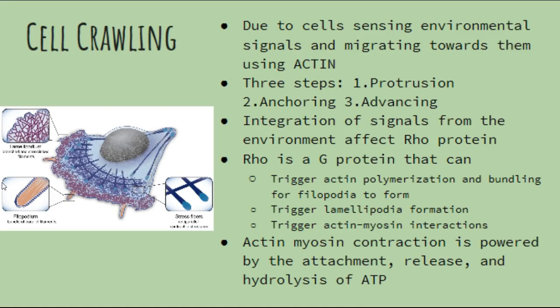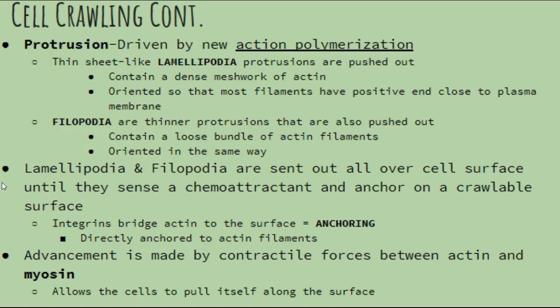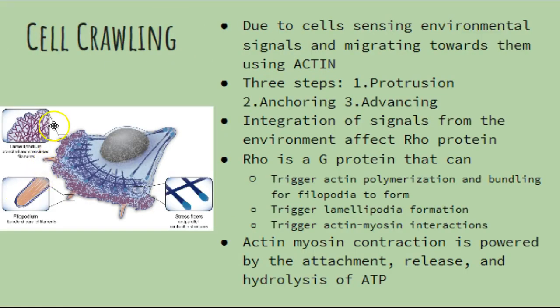So each of those processes results in the movement of myosin to actin, which is how the cell is able to crawl. So protrusion is driven by new actin polymerization. Thin sheet-like lamellipodia protrusions are pushed out, which contain a dense meshwork of actin. These are oriented so that filaments have the positive ends close to the plasma membrane. So this is seen in the picture that was shown before.